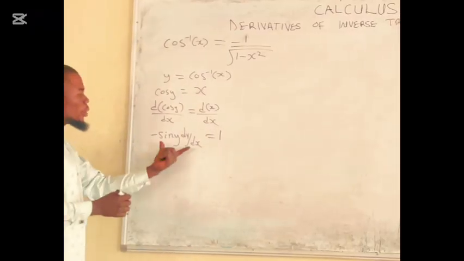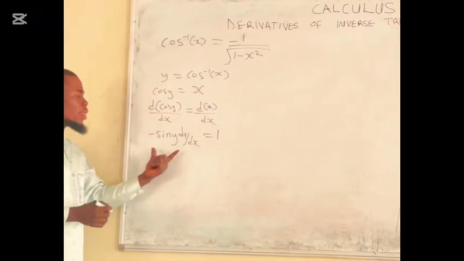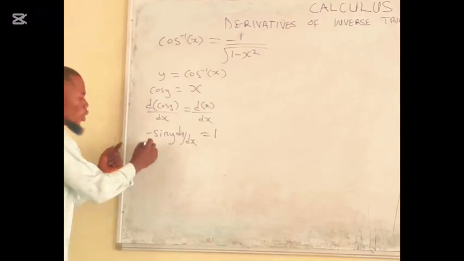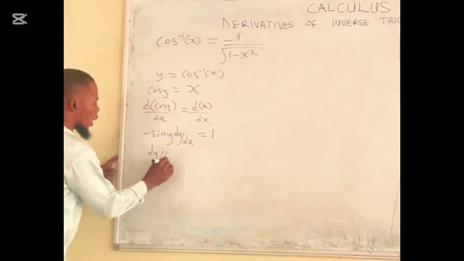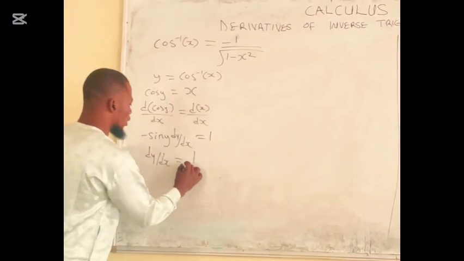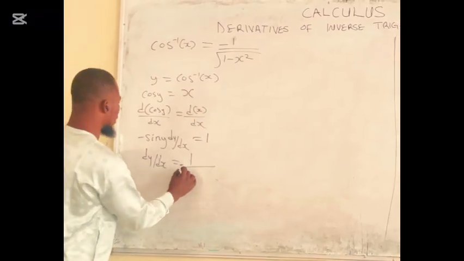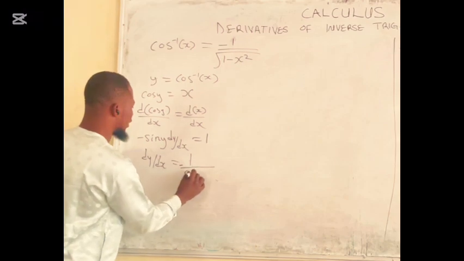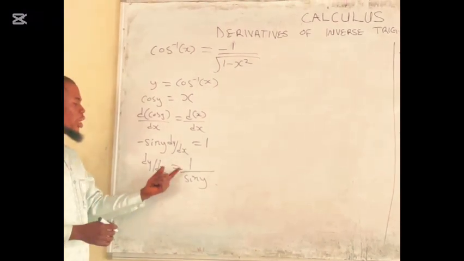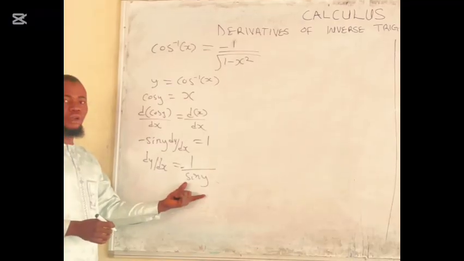So from here, we will make our dy/dx the subject of the formula by dividing both sides by minus sine y. So our dy/dx will now be equal to 1 divided by minus sine y. So we'll be having dy/dx equals minus 1 divided by sine y.